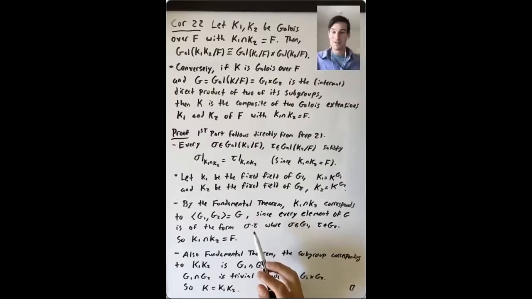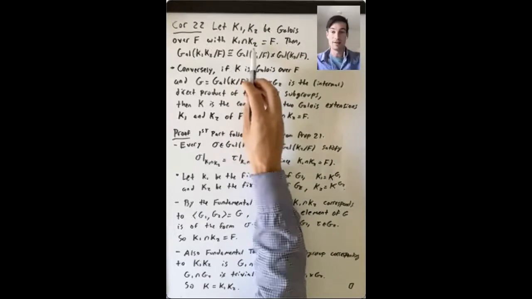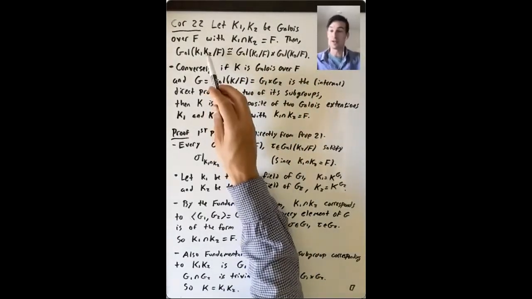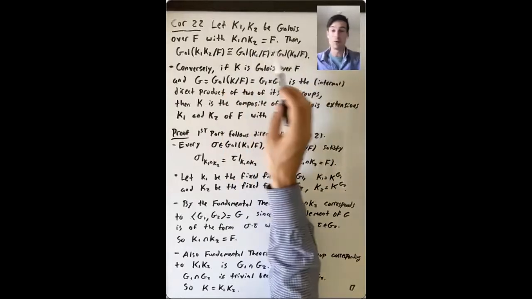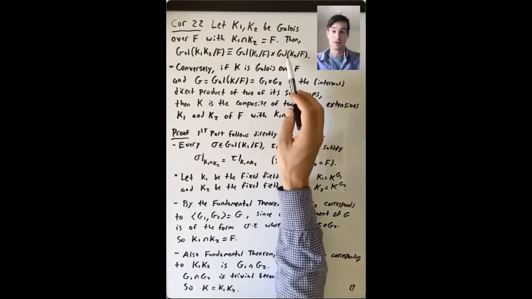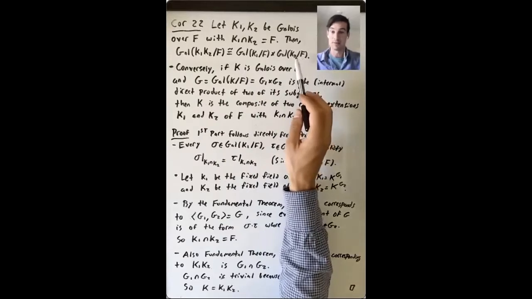In this video, we'll talk about two applications of the result that we just proved. This first one is Corollary 22 in section 14.4. It says that if K1 and K2 are Galois extensions of F and their intersection is F, then the Galois group of K1 K2, the composite, over F is isomorphic to the direct product of the Galois groups, the Galois group of K1 over F cross the Galois group of K2 over F.